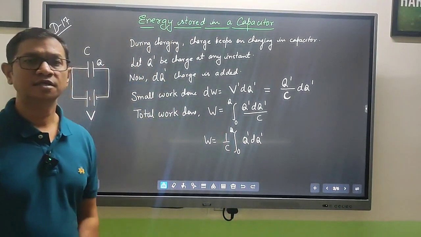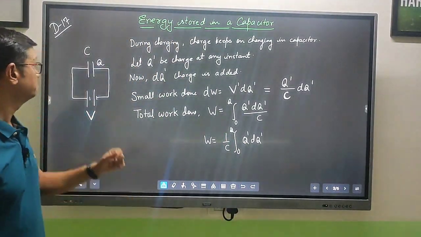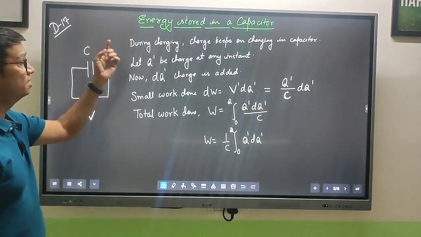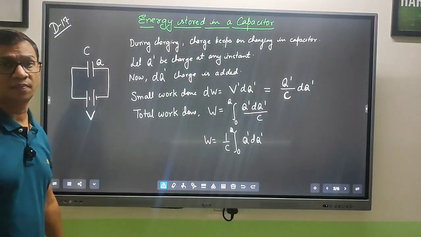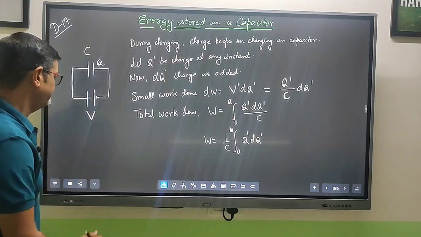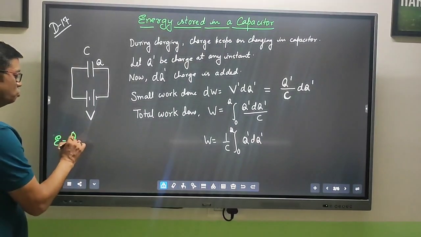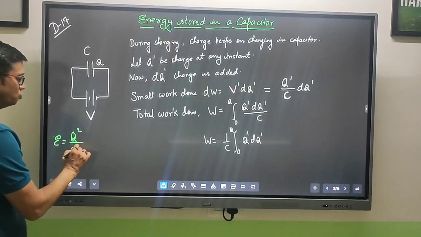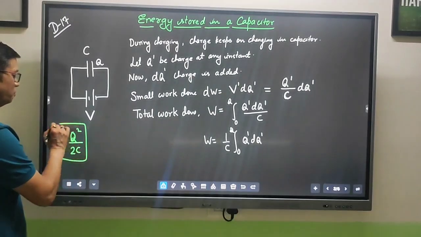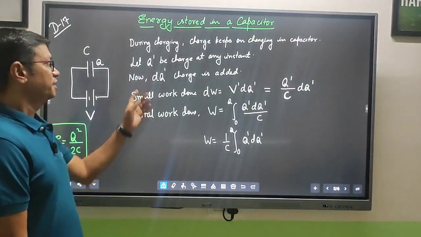Hello dear student, this is our next derivation, derivation number 17, which is energy stored in a capacitor. Basically, the energy stored in a capacitor formula is E is equal to Q square upon 2C. This is what we are going to derive.